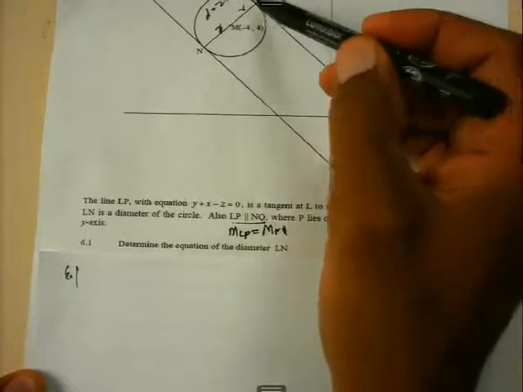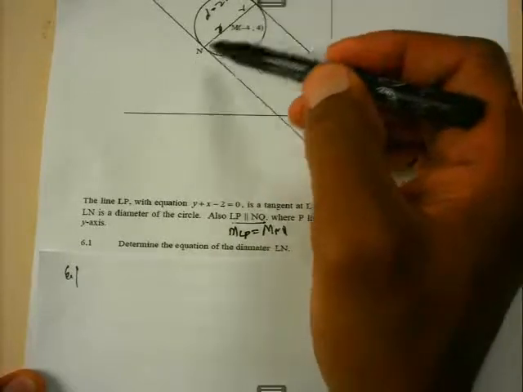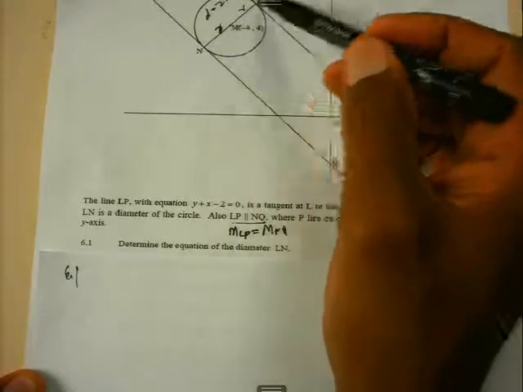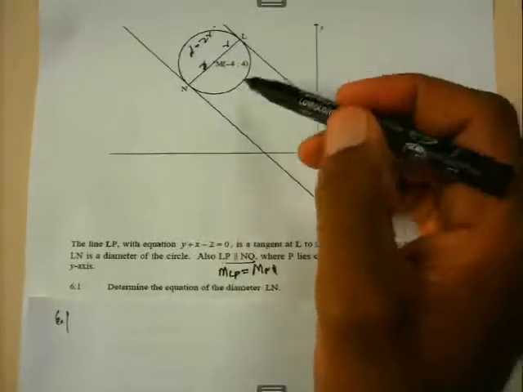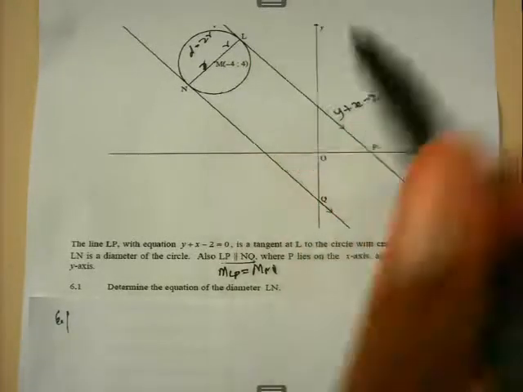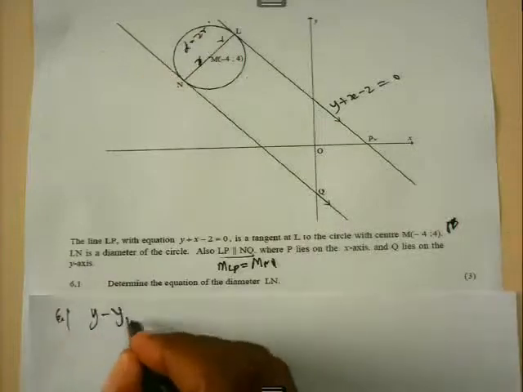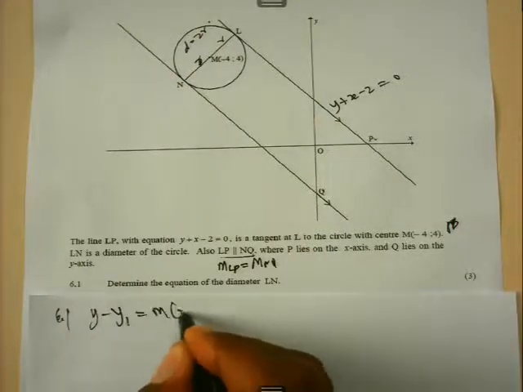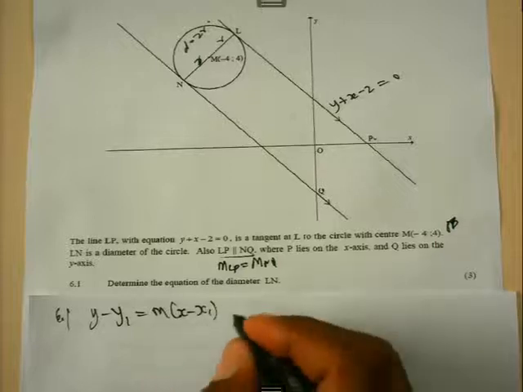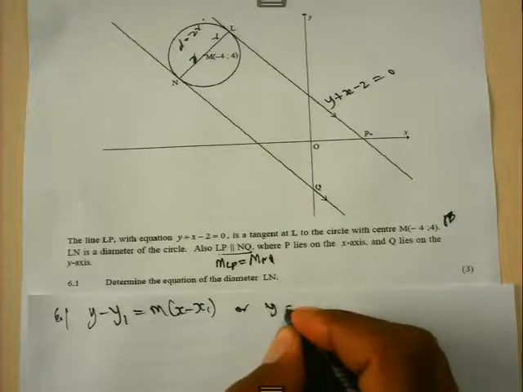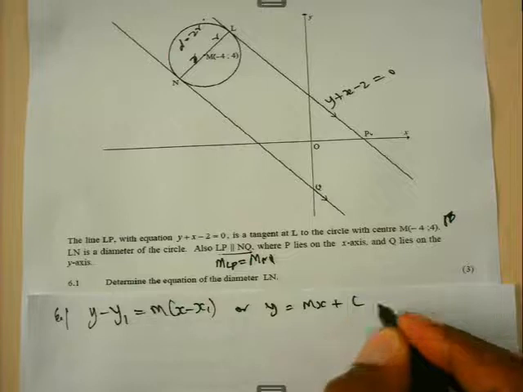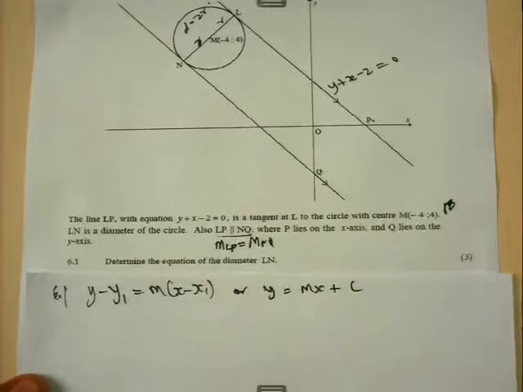Okay. Now here's the diameter LN, and this diameter is a straight line. Is that correct? Now you will remember for the straight line we must have y − y1 = m(x − x1), or one will say y = mx + c.